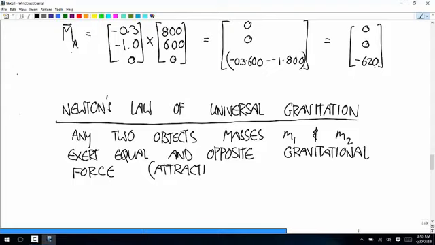Like, ooh, look at that force. I'd like to get to know that force better.